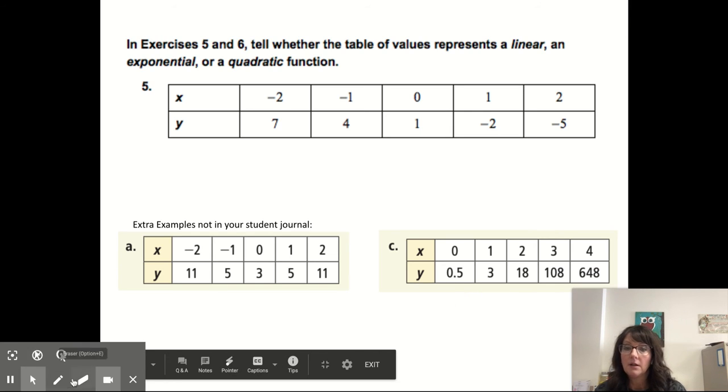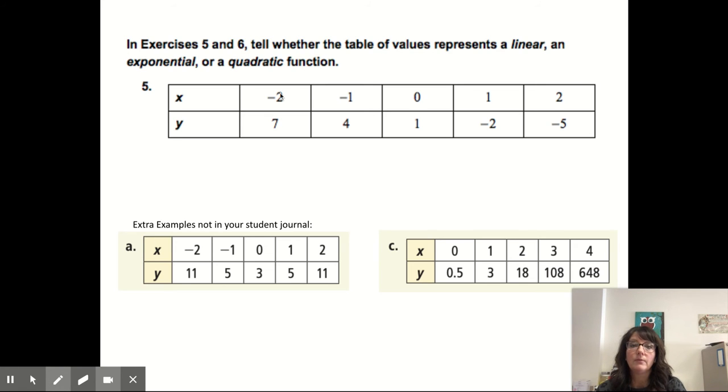That's up to you. Okay, so here, -2 to -1, +1, +1, +1, +1. So our consecutive x values are increasing by 1. Now going from 7 to 4 is subtracting 3. From 4 to 1 is subtracting 3. From 1 to -2 is subtracting 3. And finally, -2 to -5 is subtracting 3.